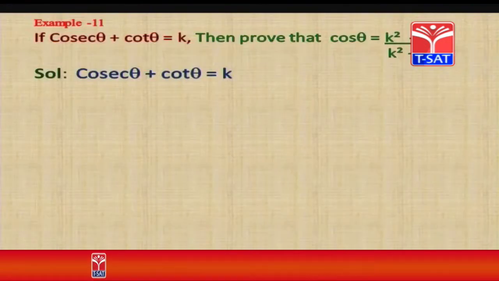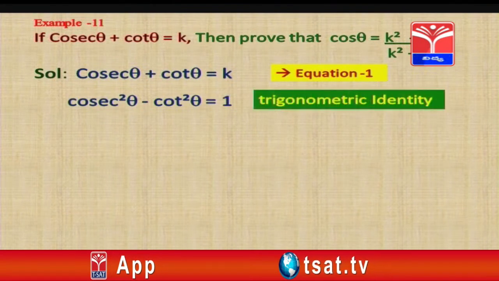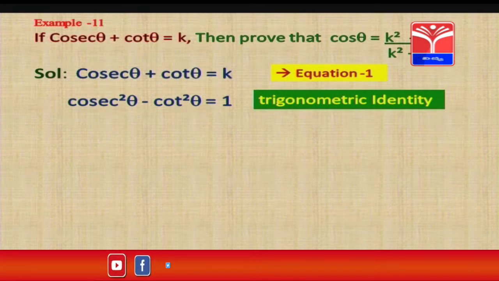Children, let us continue. Cosec theta plus cot theta is equal to k. Let me call this one as equation 1. We have a trigonometric identity: cosec square theta minus cot square theta is equal to 1.